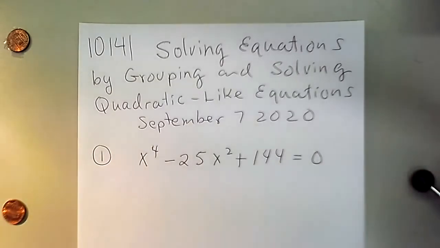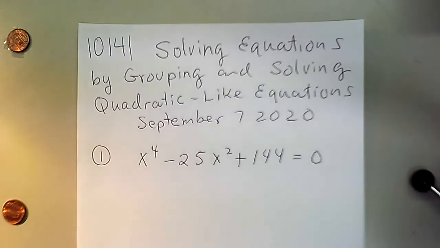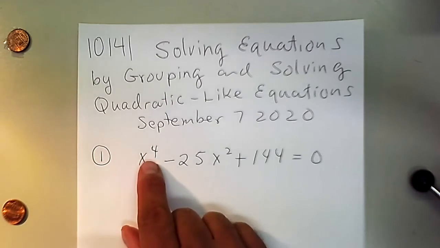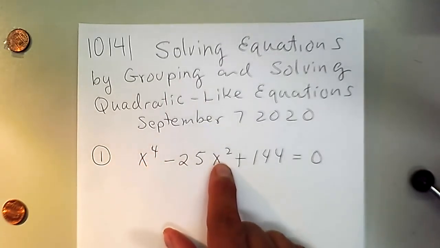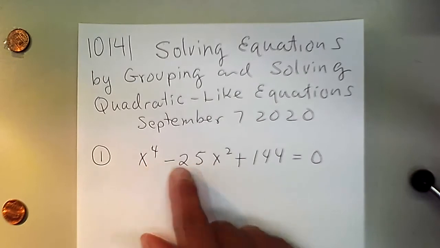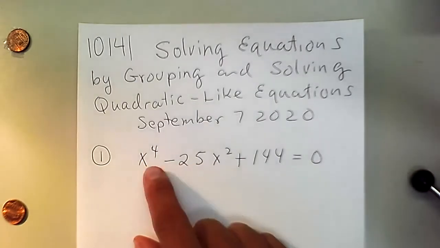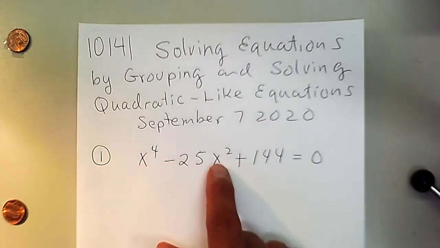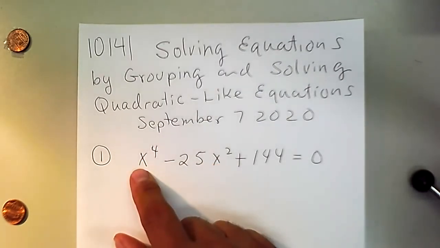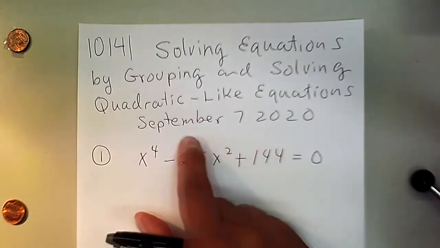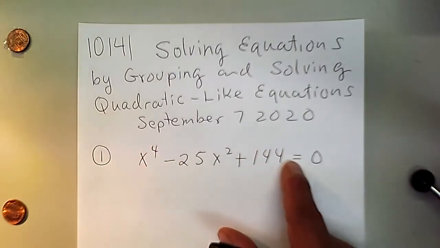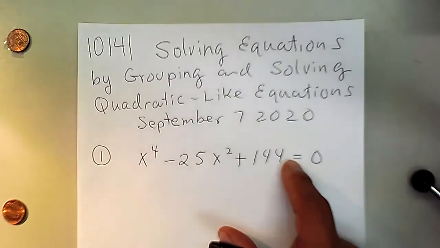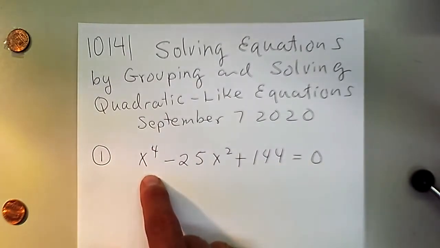Now, this is not a quadratic equation as is, because the degree of this polynomial is 4. A quadratic equation has degree 2. However, we notice that of the two terms which contain the variable, one is the square of the other. x squared squared is going to give us x to the 4. So this is in reality a quadratic-like equation.